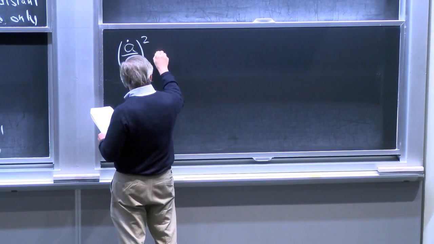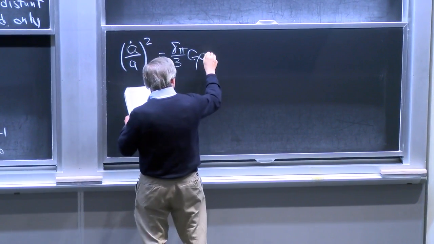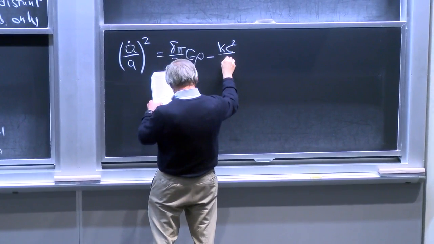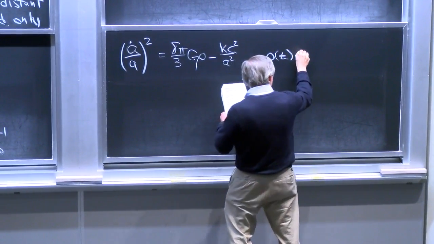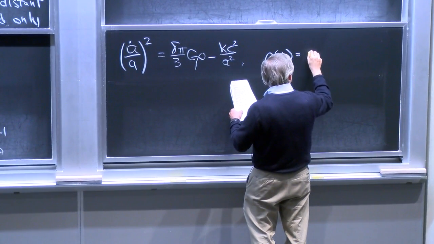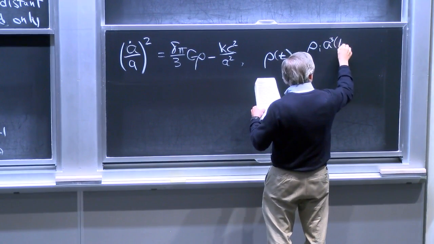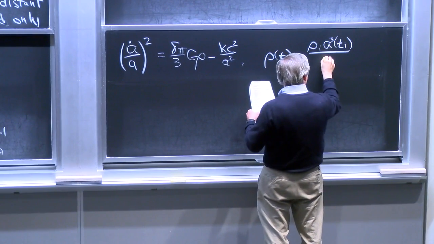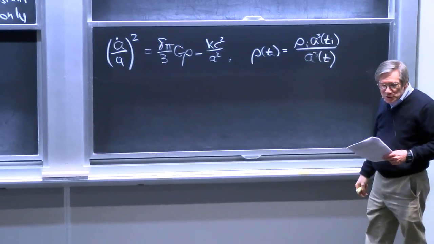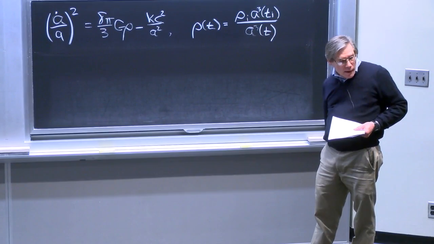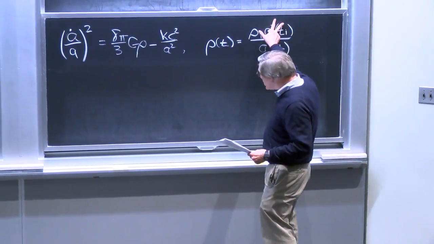The equation is a dot over a squared is equal to 8 pi over 3 G rho minus k c squared over a squared, with rho of t being equal to rho I times a cubed of t I over a cubed of t. And I'm writing I here. I could just as well write 1. It can be any time. Rho times a cubed is independent of time, so we can put any time argument we want there. And the numerator here is just a fixed number.